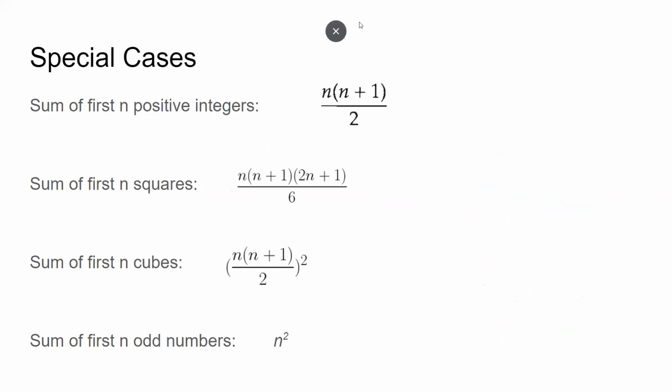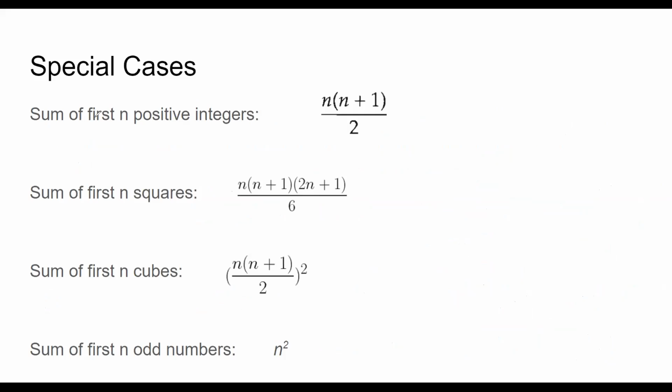Okay, there are some special cases here that you should be able to memorize. The first one would be the sum of the first n positive integers. That's equal to n times n plus 1 divided by 2. For example, we did 1 plus 2 plus 3 up to 100 earlier, and we came out to 5050. Well, if we use this formula, we'd get the same result. So we do n times n plus 1 divided by 2, which is 5050.